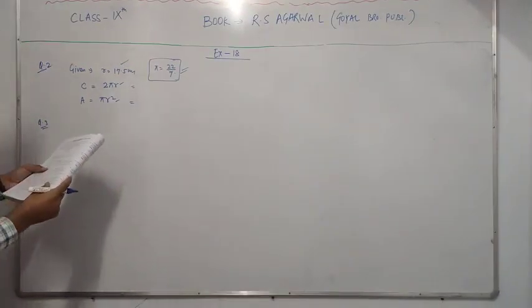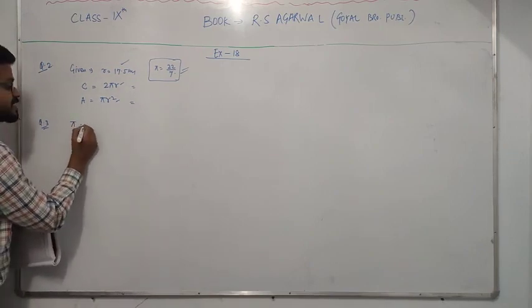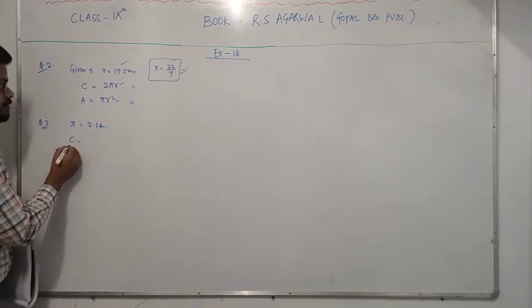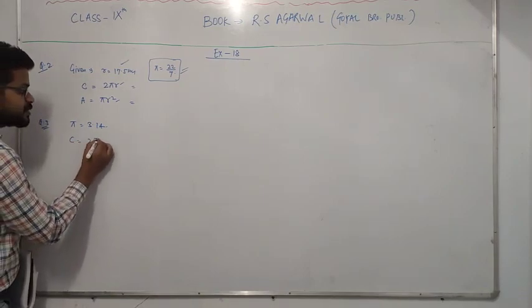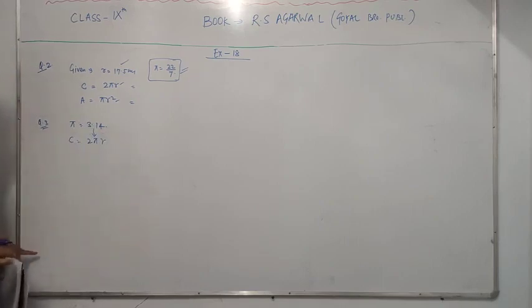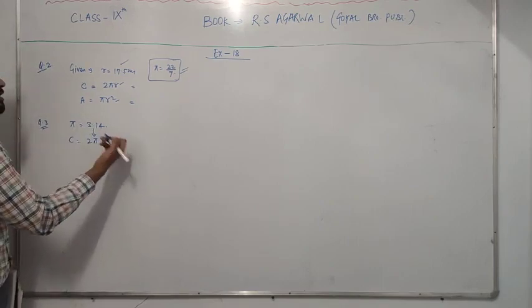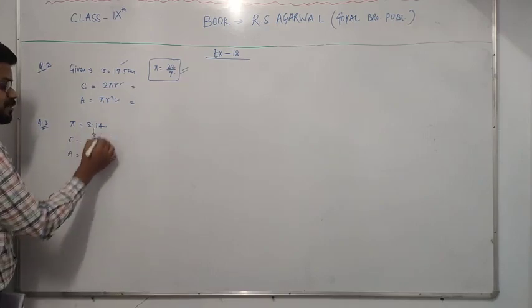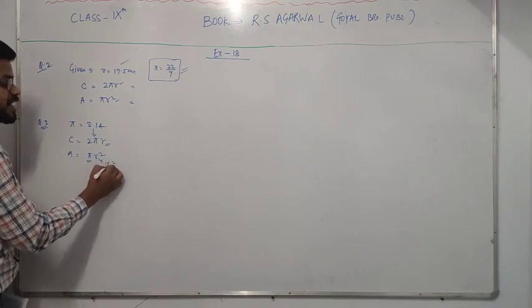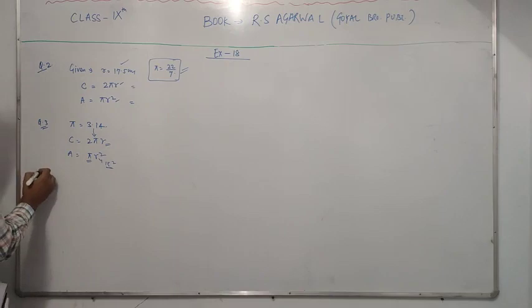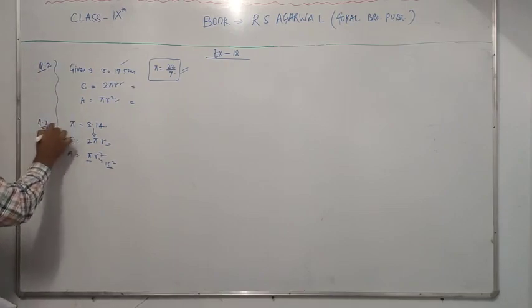In the third question, the value of pi is given, which is 3.14. The formula of circumference is 2 pi r, and here in place of pi we put 3.14, and the radius is given, which is 15. Similarly, area is pi r square, pi is 3.14 and radius is 15 square. Now question number 4. These two are very easy questions.